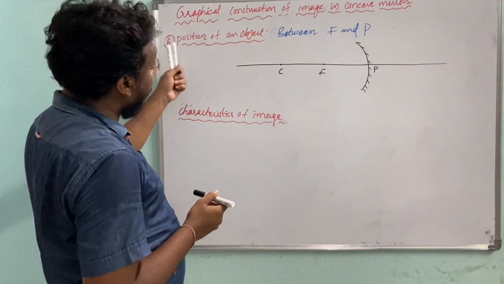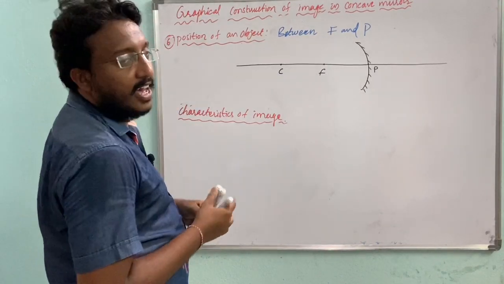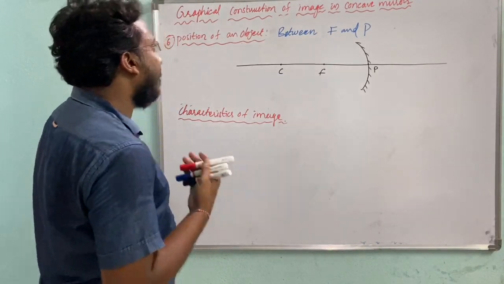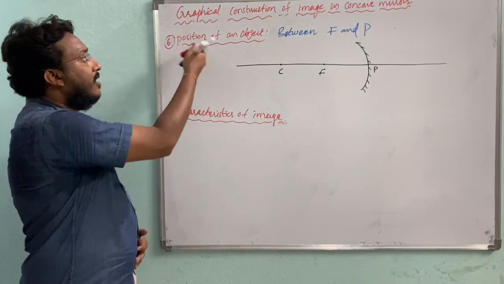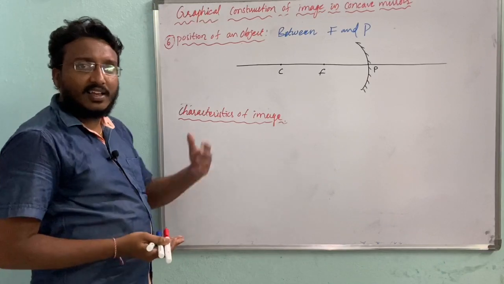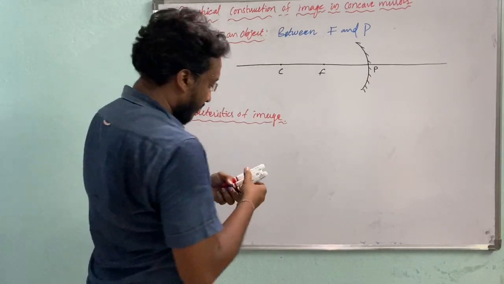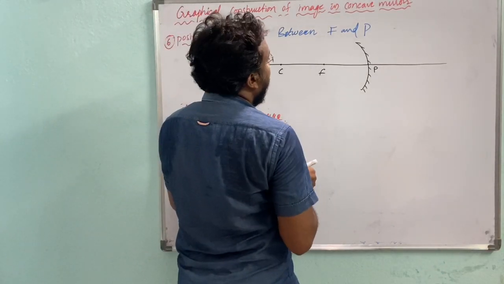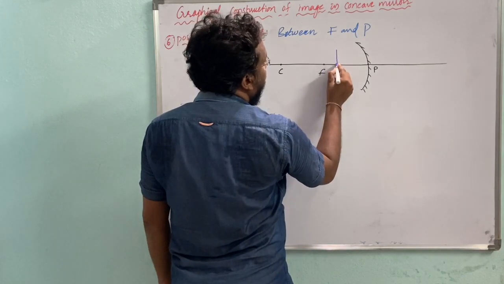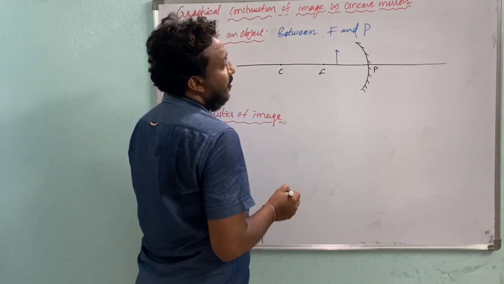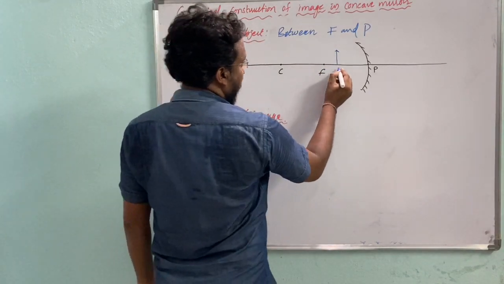This is a very important ray diagram. Most of the time in examinations they ask this ray diagram. Next, the object is present between F and P. Then where is the image? The image is present here, right, behind the object.